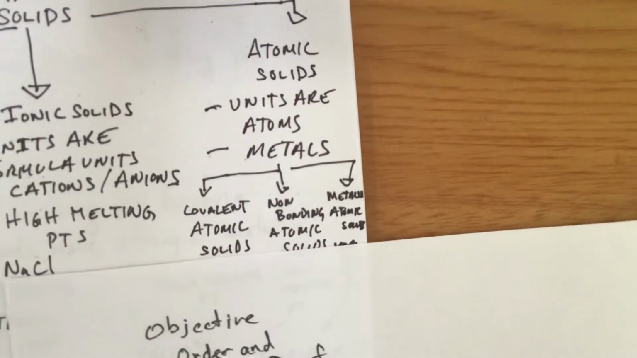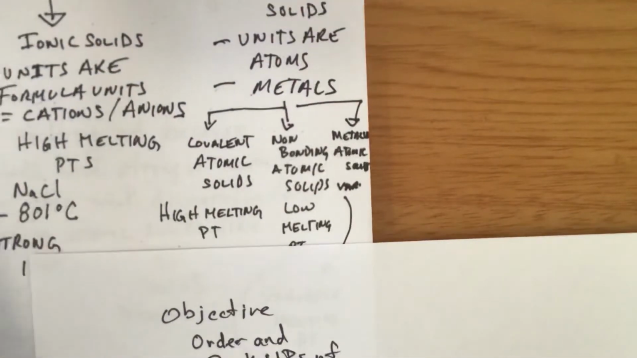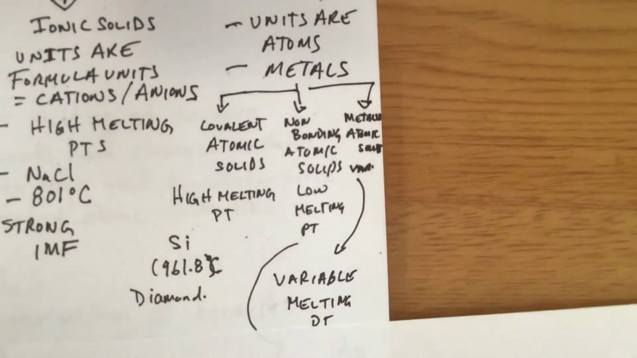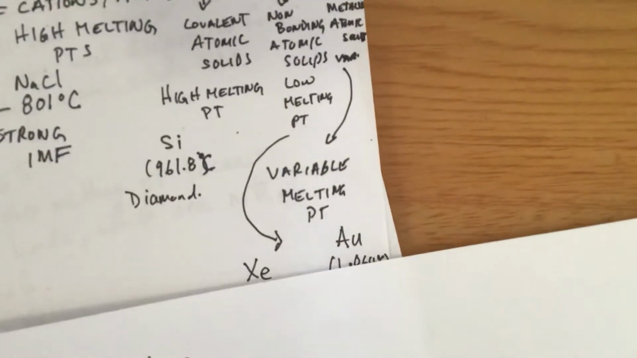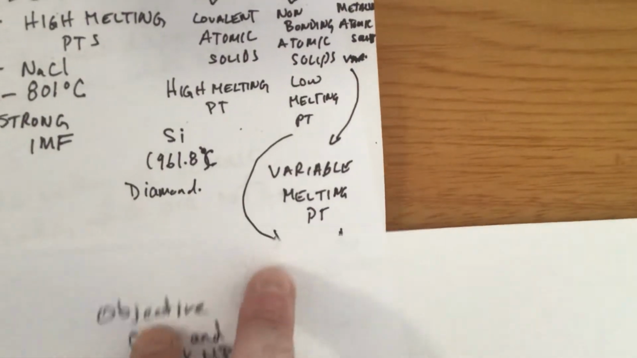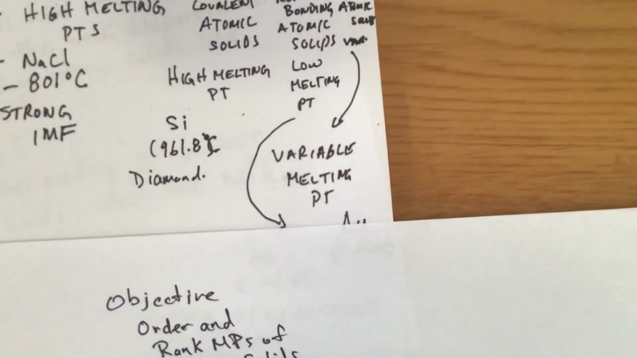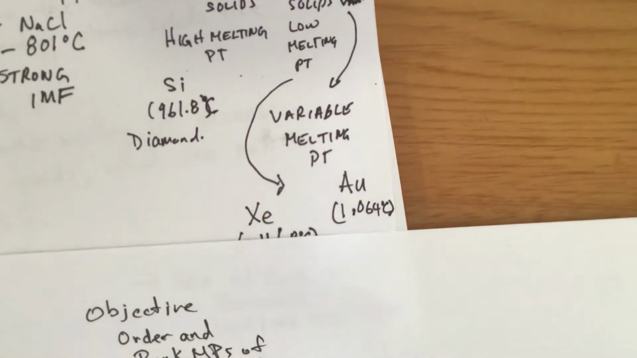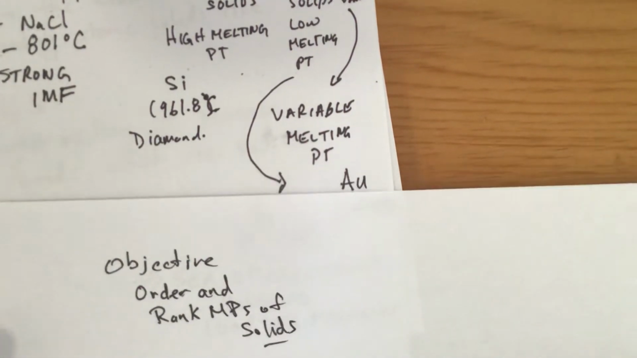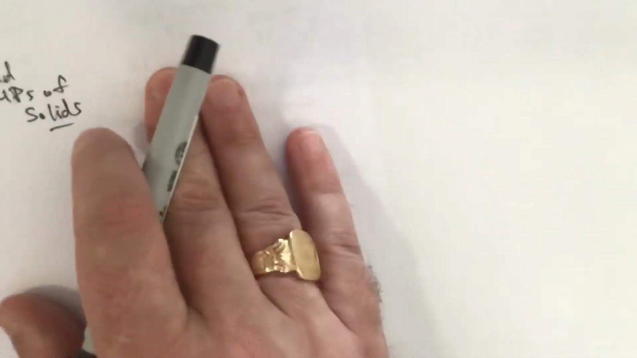Okay, the last one are metallic solids. And to make it trickier, they have variable melting points. Variable means it can change. Some are high, some are low. Now, these things have a form of bonding which we did not talk about. We did not talk about the theory behind metallic bonding, and I'm not going to go into it too much because it's not overly important for us.